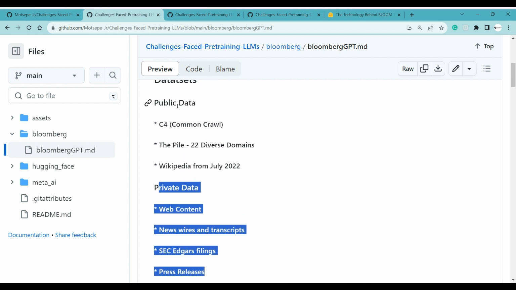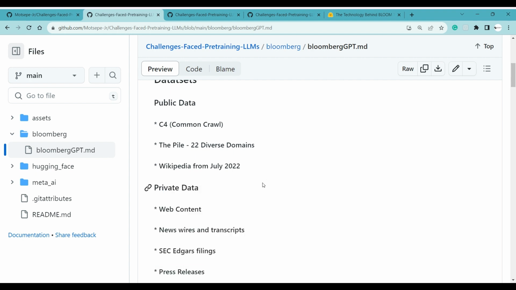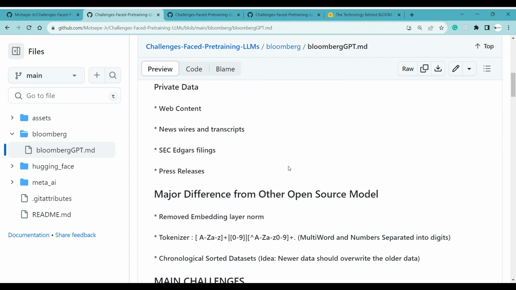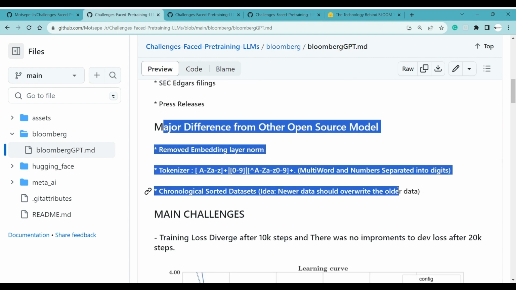I thought I should include this because as we go through these challenges that the folks faced, you will start to think maybe the data quality is playing a huge role. If you see these research labs, the researchers tweak some of the hyperparameters and try to follow what some people did previously, but then they see these divergences again. So we might come back and discuss this data portion. That's why I had to include the data set that this project used. And I had to include some of the major differences that Bloomberg made from the open source world.